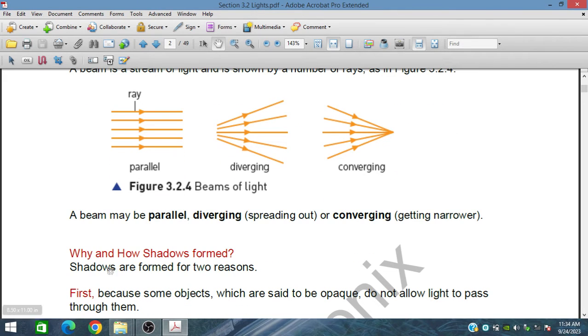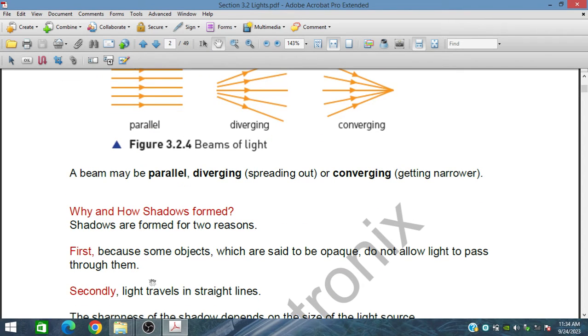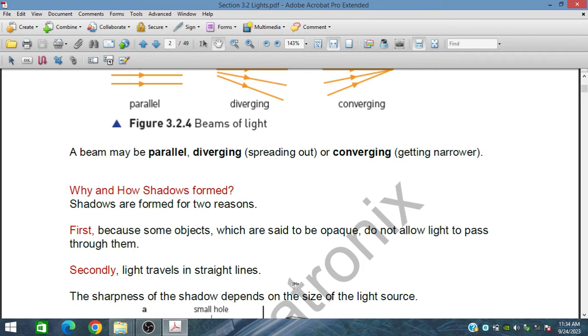Why and how are shadows formed? Shadows are formed for two reasons. First, some objects, which are said to be opaque, do not allow light to pass through them. Secondly, light travels in a straight line. Due to these two reasons, shadows are formed.